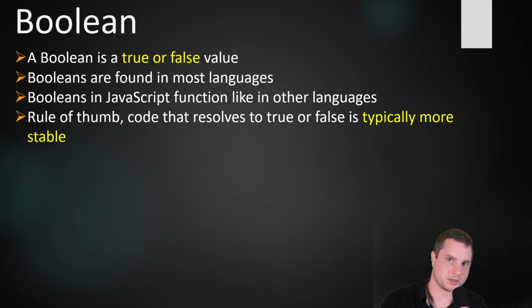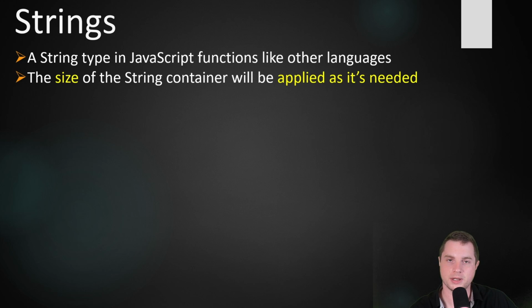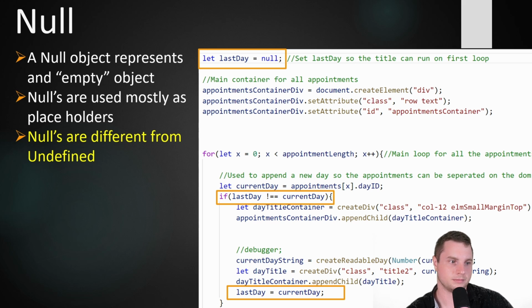Boolean, true or false, just like every other programming language. Moving on. Number, I already talked about this for a bit. It's going to dynamically assign whatever width in terms of memory bandwidth you need for that number. Strings, same thing. Null. Null represents an empty object. It does mean that it was defined, but it represents an empty object.